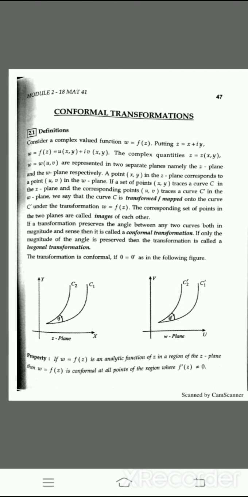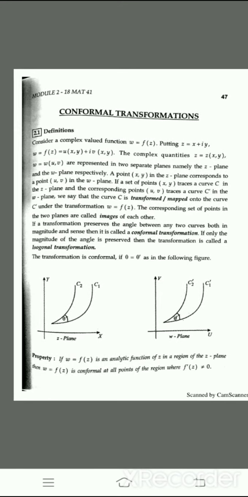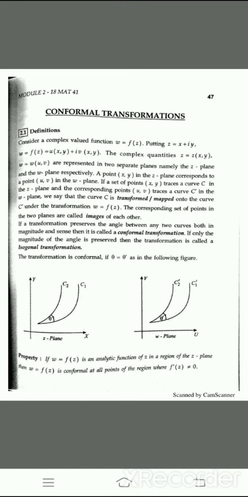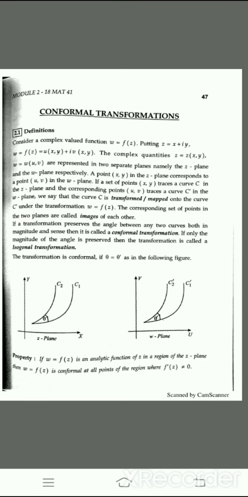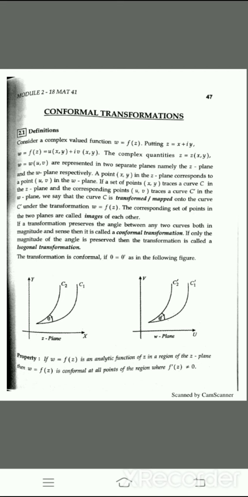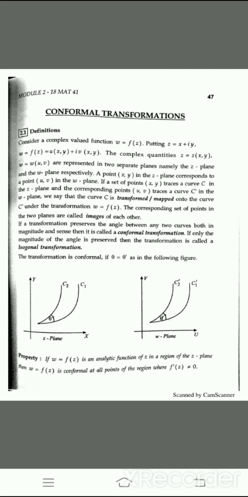First you have to take a complex number. What is meant by a complex number? z is equal to x plus iy. Here x is the real part of the complex number and y is the imaginary part of the complex number. Then i is equal to square root of minus 1. Therefore z is equal to x plus iy is the complex number.